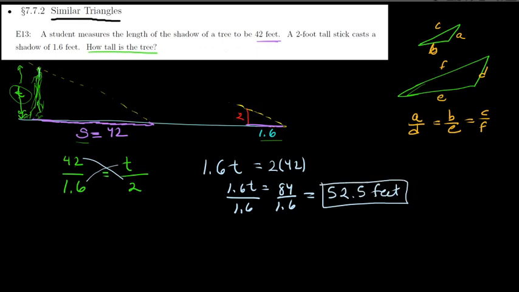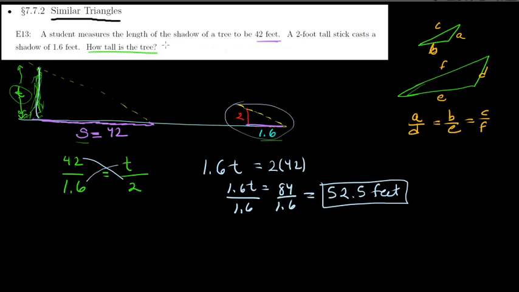Again, if it looks like this should be shorter than 42, that's because I drew the wrong picture here. But this should just give you the idea of relating the sides of a triangle when you have similar triangles. So how tall is the tree?